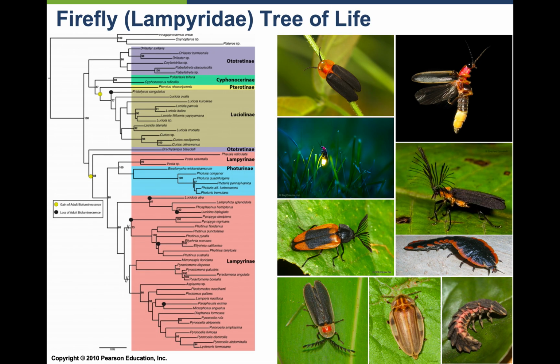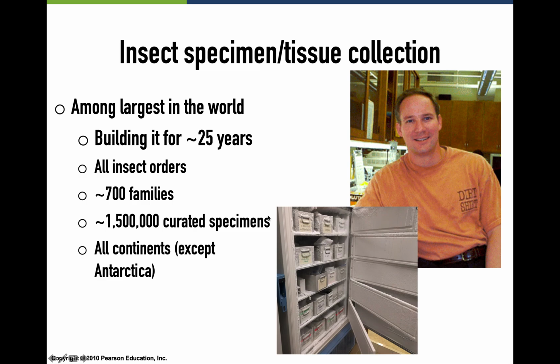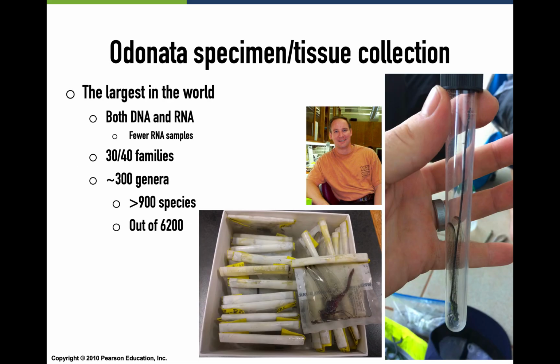Some other cool things we've been able to do, we've done the firefly tree of life, which has been funded here, and here's really exciting. We can go in and look at the evolutionary origins of bioluminescence. How many times did fireflies evolve bioluminescence? To support a lot of this research, we actually have the largest insect specimen tissue collection in the world. Dr. Whiting here at BYU has been building it for 25 years. It represents all insect orders, about 700 families, and 1.5 million curated specimens. And all continents are represented except Antarctica.